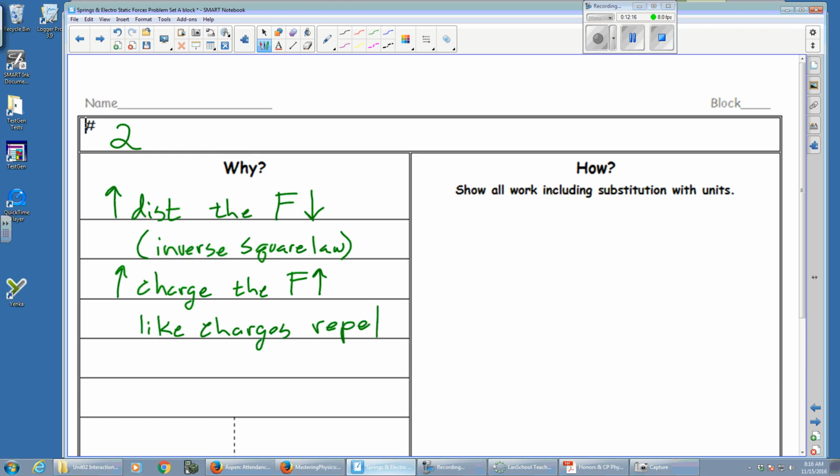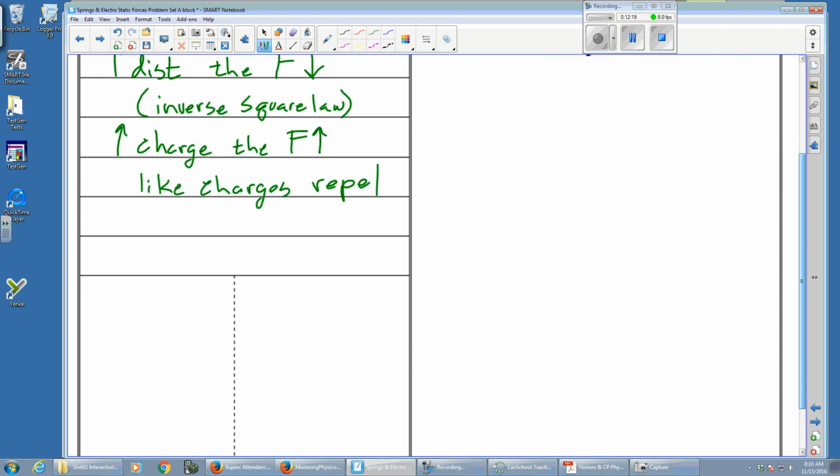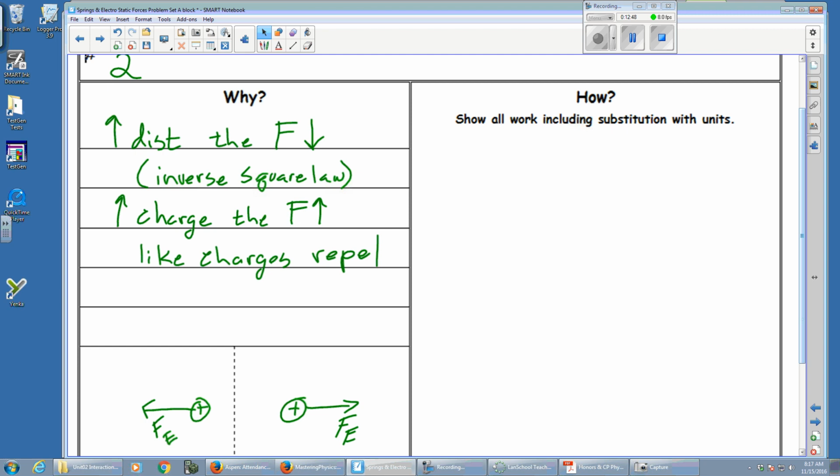Now you could write that, or you could do a little diagram where you have a positive charge and a positive charge and show that they have repulsive forces. Which of those forces is going to be larger? They're going to be equal because they're a force pair. He's getting some good answers from the front row here.